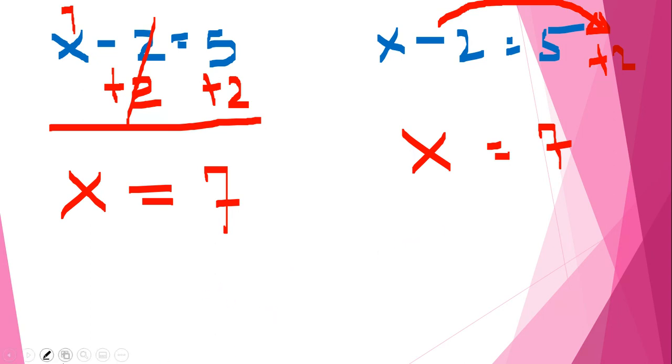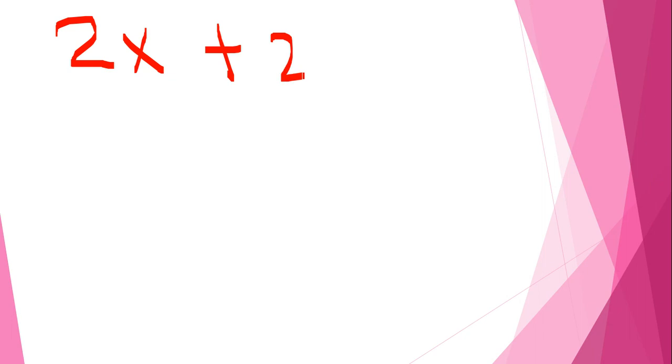Okay, let's find more steps equation. Next one. Say we have 2x plus 2 equals, say, 10.